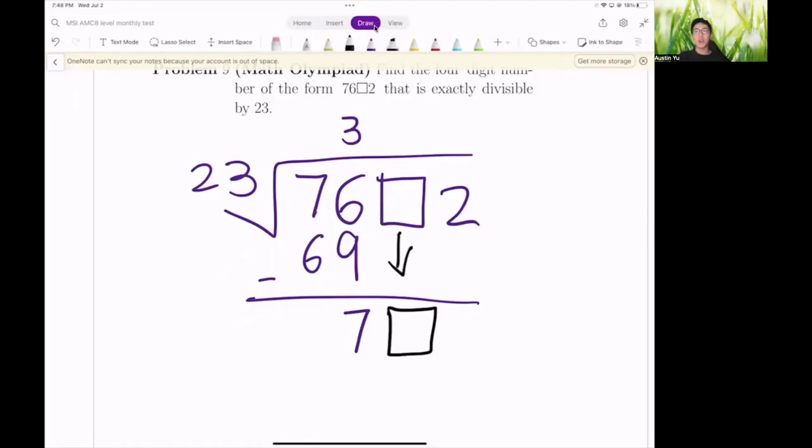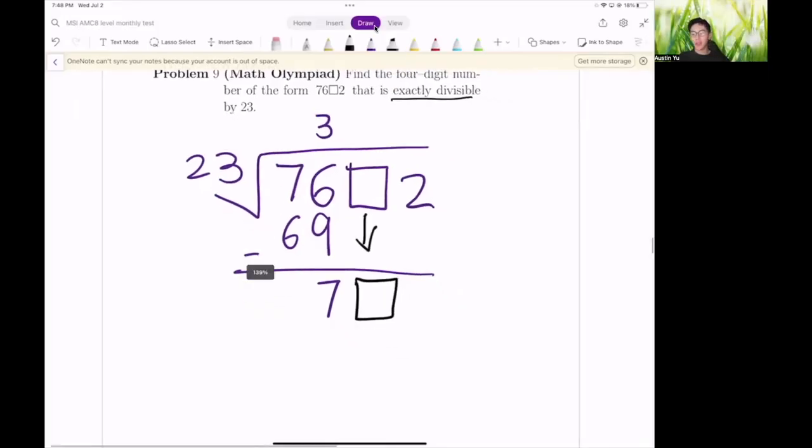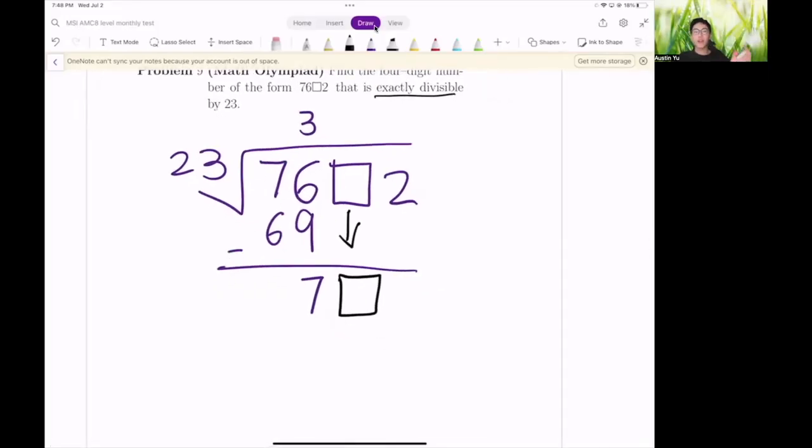But what we do know is that the remainder of 70 something divided by 23 at least must equal 9. And why must it equal 9? Because this number must be exactly divisible. And 92 is divisible by 23 perfectly. So whatever the quotient is, the remainder must be 9 so that when we drop down the 2 over here, it goes into it perfectly. So let's see if we can do that.